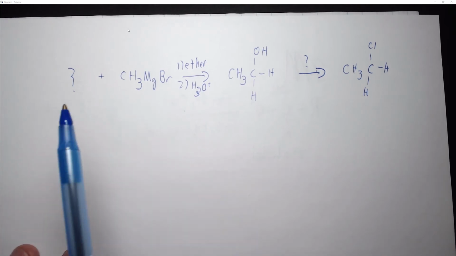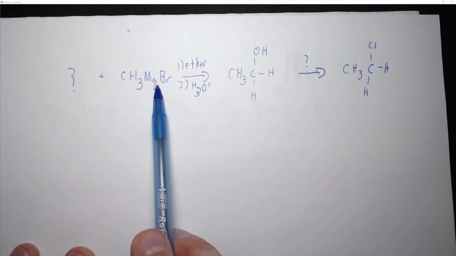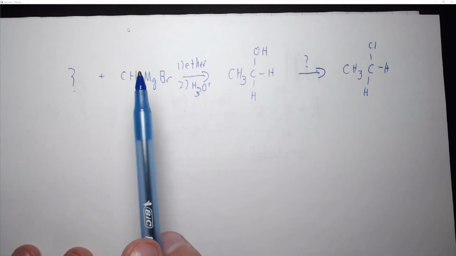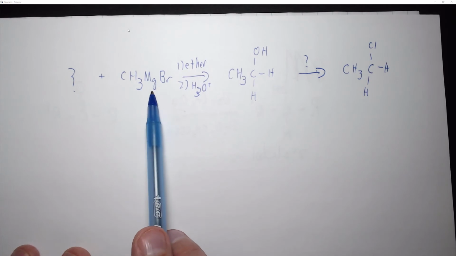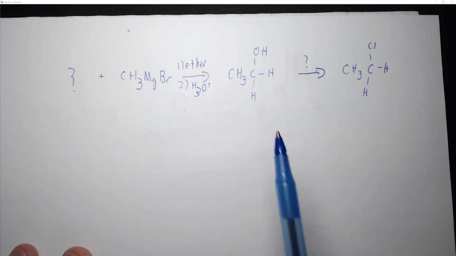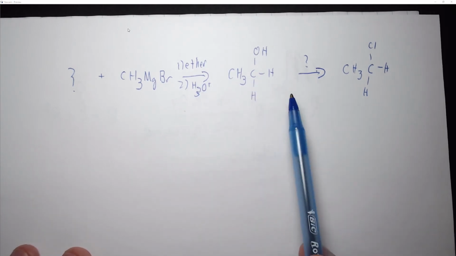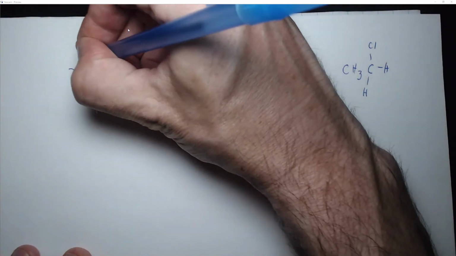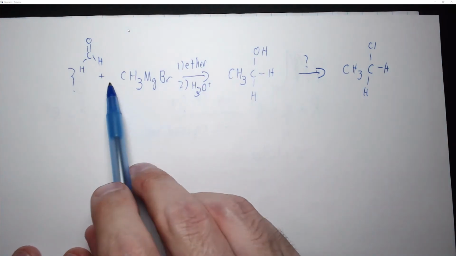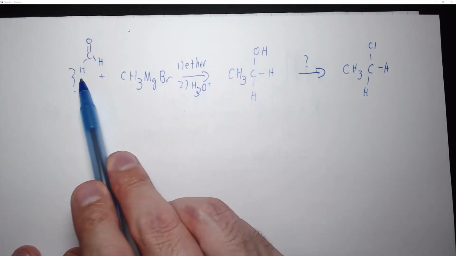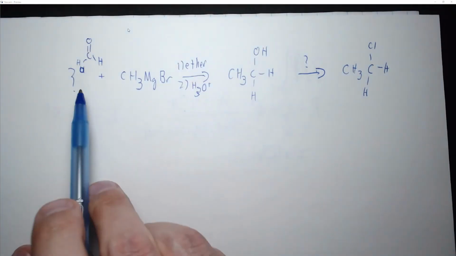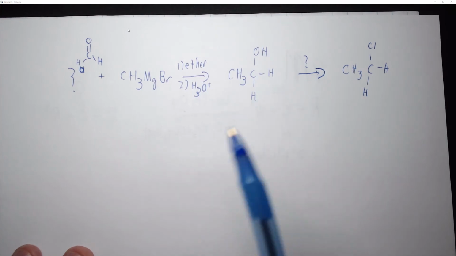We've got something reacting with CH3MgBr. CH3MgBr is a Grignard reagent. Remember that carbonyl compounds react with Grignard reagents in order to form this. In this case, we have a primary alcohol. The only carbonyl compound that can yield a primary alcohol is formaldehyde, C double bond O-H-H. So formaldehyde is capable of reacting with this to form this primary alcohol.